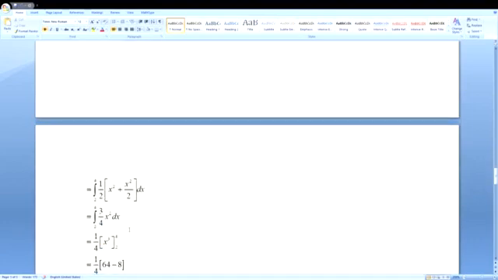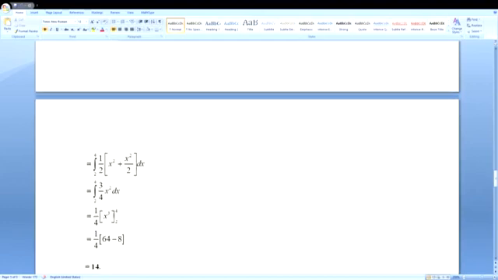Now we can simplify this. This is 3 by 2 x square, so 3 by 4 x square. Now for x square the integration is x cube by 3. 3 gets cancelled, so we get 1 by 4 into x cube. Limit is 2 to 4. The upper limit is 4 cube minus lower limit 2 cube. That is 64 minus 8. So we get the answer as 14.